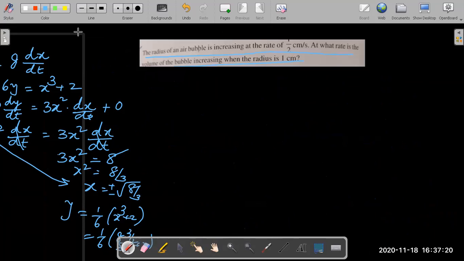So the radius of an air bubble is increasing at the rate of 1 by 2 centimeter per second. It has been given as centimeter per second. You're able to hear me, right? Yes, I can hear you. Okay. So the radius is changing. That means dr by dt, because it is per second, equal to half centimeter per second. This is given. At what rate is the volume of the bubble increasing when the radius is 1 centimeter?